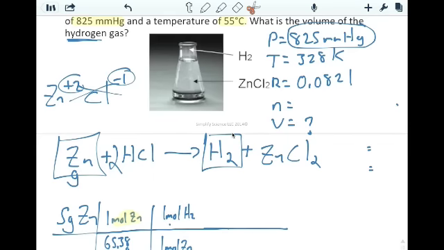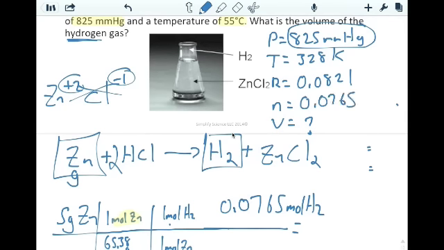And then we multiply everything out, and we will get the number of moles of our hydrogen gas is going to be right around 0.0765 moles of H2. So that's going to be our N value, 0.0765 moles of H2.